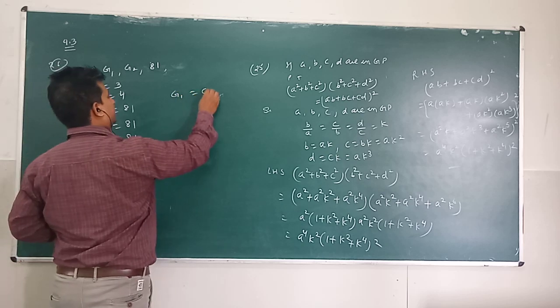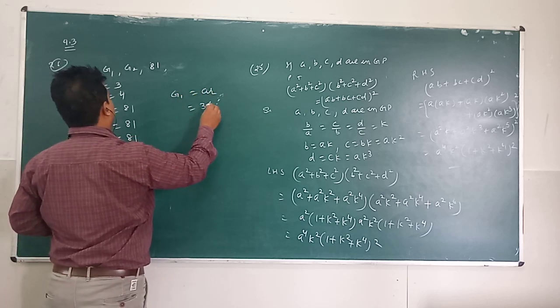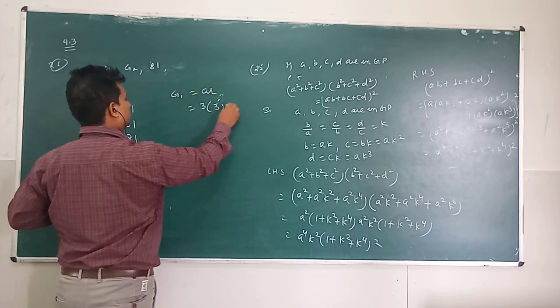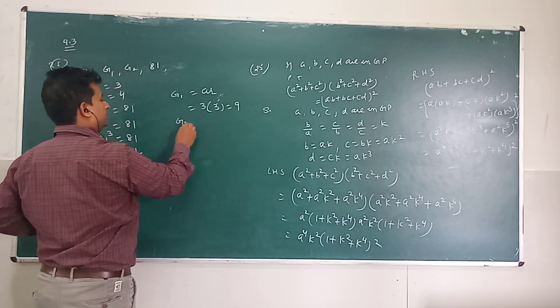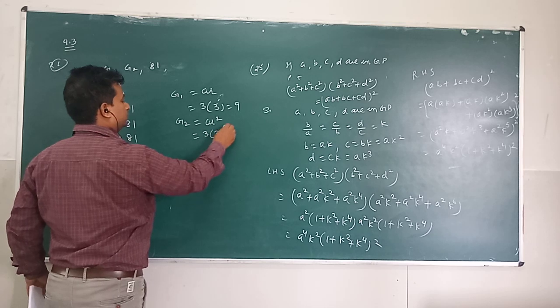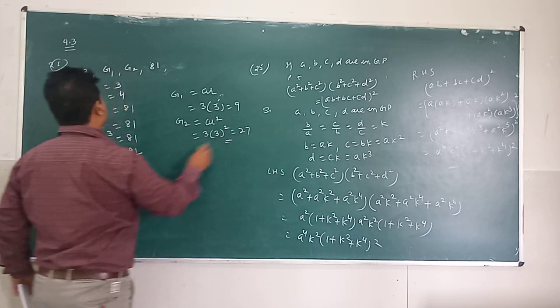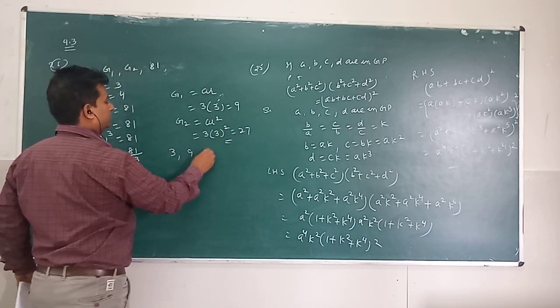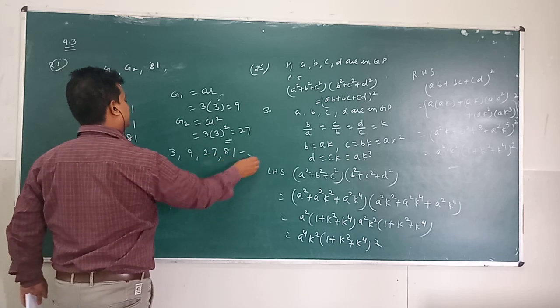And the first geometric mean is ar, which is 3 into 3. So 9 is the first geometric mean. G2 is ar². So 3 into 3², which is 27. So 3, 9, 27 and 81 are in GP.